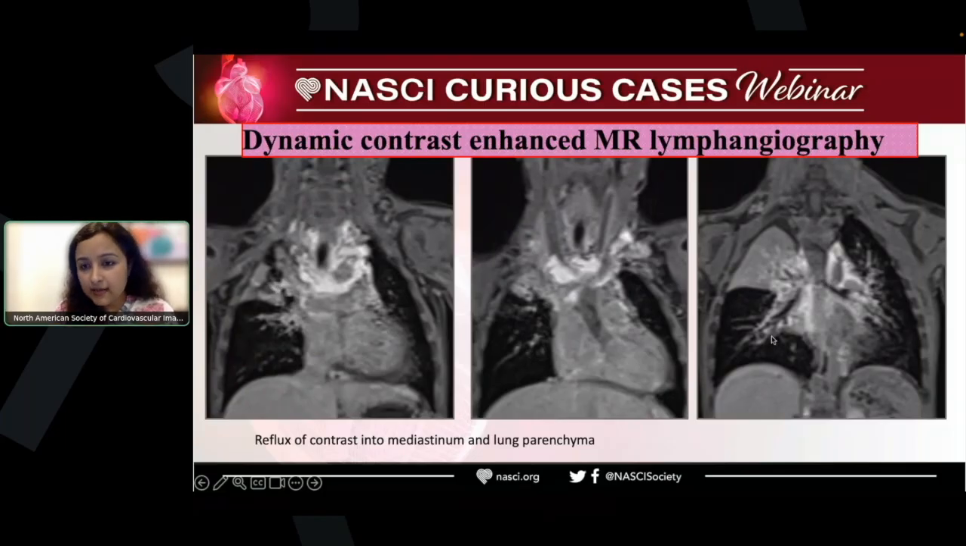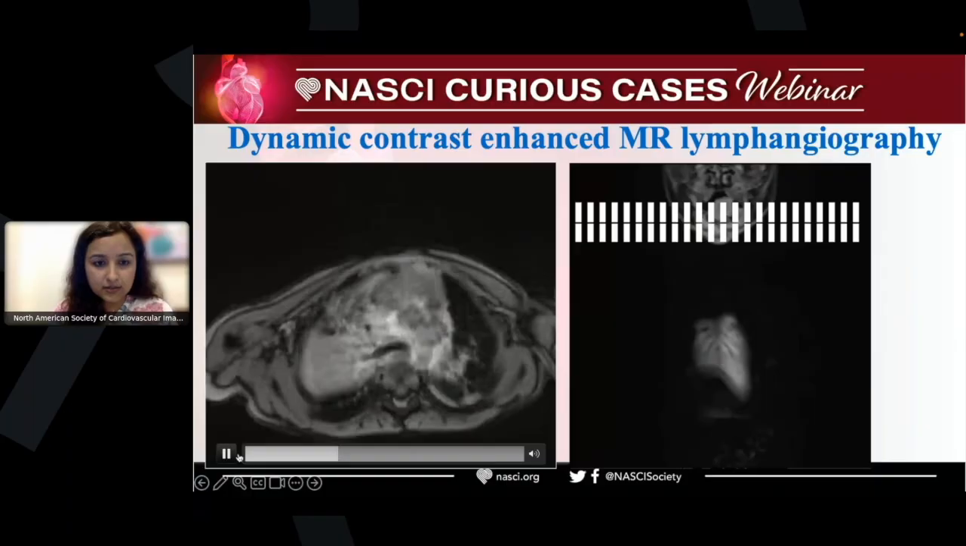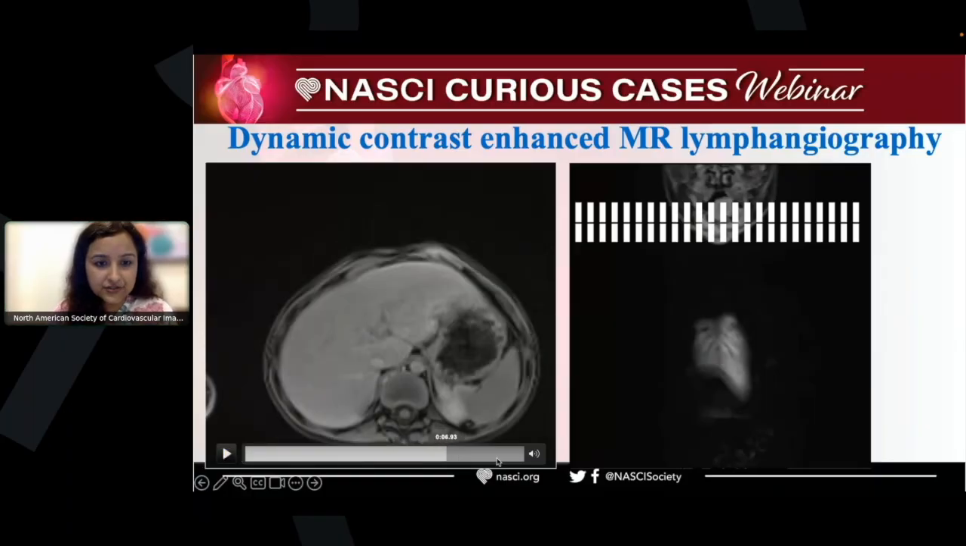Here also you can see hyperintensity along the peribronchovascular channels. And as we know, there are lymphatics that go around this as well, central lymphatics. So there was reflux of contrast all around the mediastinum and the central lymphatics. So these are the images. I think I'll just trace it like this so that it is easier.